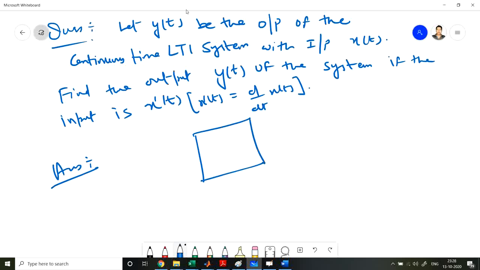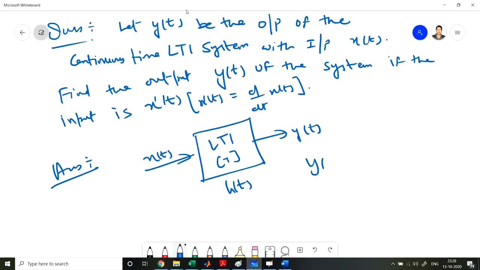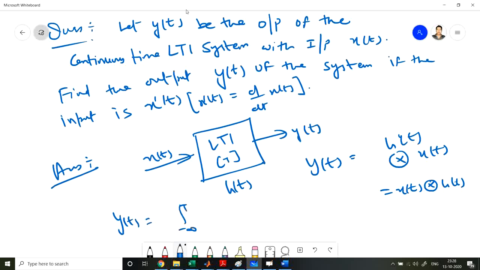So we have considered the LTI system, that is x(t) is input, then we have the LTI system and the output is y(t), and the impulse response is h(t). Then y(t) is equal to h(t) convolution with x(t), or x(t) convolution with h(t). So we can use any of the expressions, but it is better to use this expression. So what is y(t)? It is the integral from minus infinity to plus infinity of h(tau) x(t minus tau) d tau.